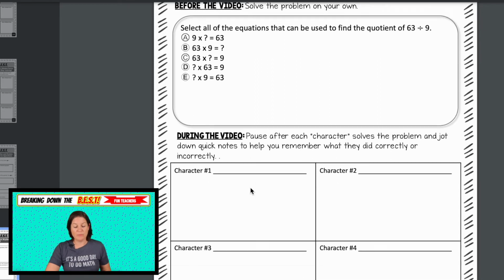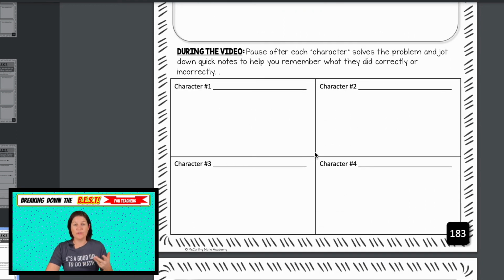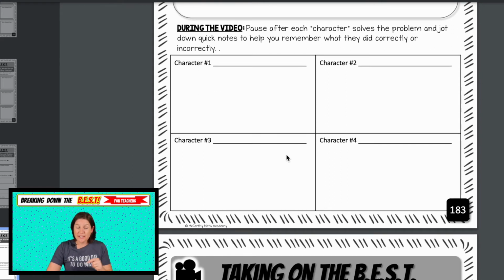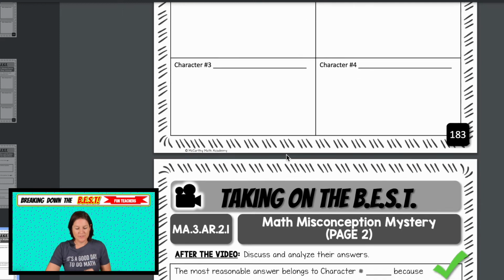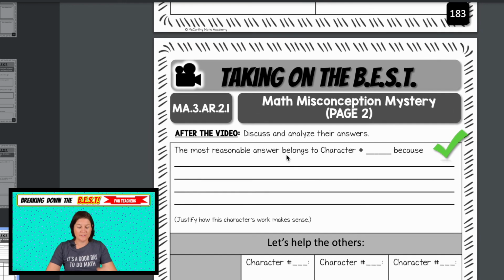After the students solve it, they will watch as 4 characters solve it. Those characters are just me dressed up in silly costumes. And of those 4 characters, 3 of them will make a mistake that students commonly make, and only 1 of them solves it correctly. So students really have to pay attention to every word, every detail, every drawing, every equation to see who is correct.